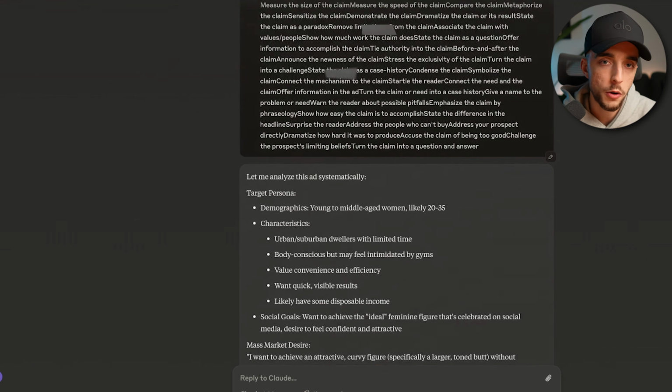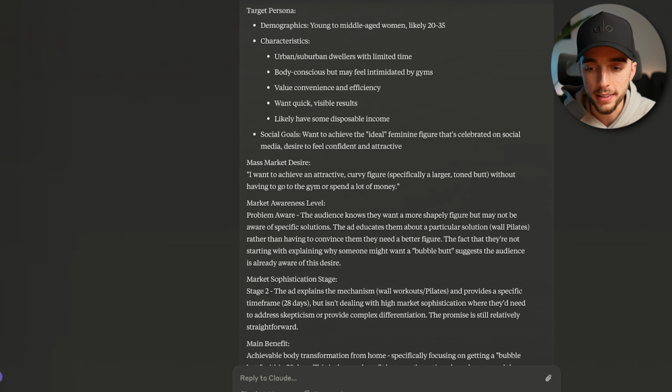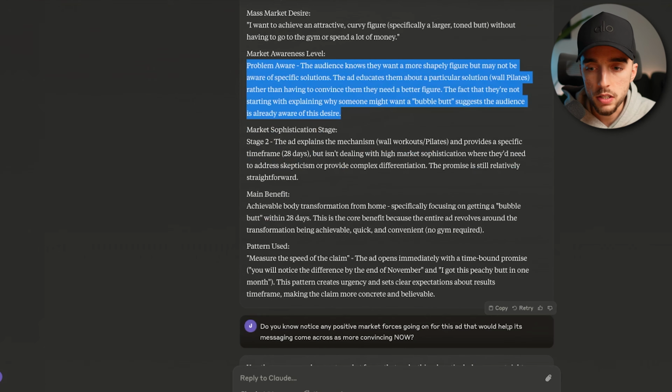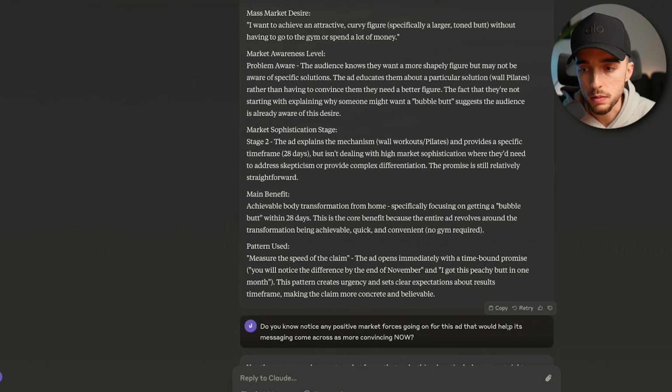So we're going to assume they also know somewhat of Pilates to an extent. So again, I'm going to challenge a little bit the AI response here that it gave me. Market sophistication. So it's talking about the ad explains the mechanism, wall workout and Pilates, and provides a specific time frame, but it's not really dealing with high market sophistication where they need to address skepticism or provide complex differentiation. The promise is still straightforward.